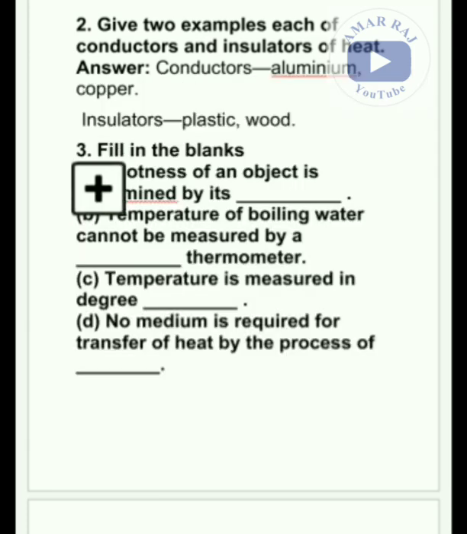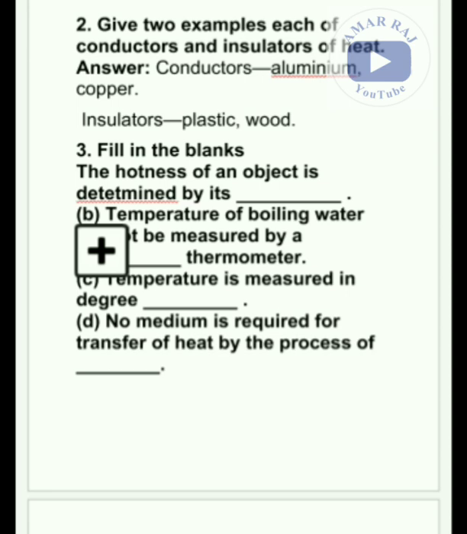Now question number 3, which has fill in the blanks. The first one: the hotness of an object is determined by its dash. This is 3A; the A is omitted accidentally, so there is a printing mistake. You can understand: the hotness of an object is determined by its temperature. Hotness and coldness is determined by temperature.